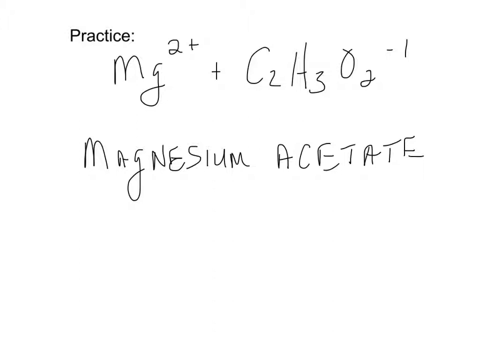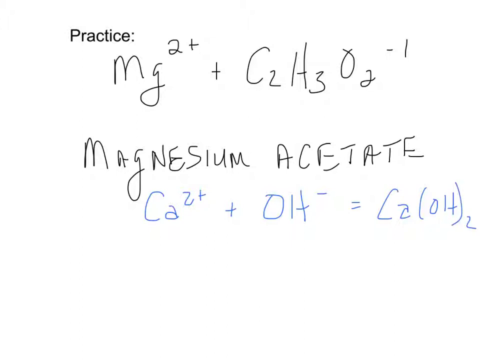If I try a different one here, let's say we're going to have calcium, which is a 2+ charge, and this time we're going to add it to hydroxide, which has a -1 charge. So here, I'm going to have to put this together. It would be calcium hydroxide. But my name would be just the same as always. It would be calcium, and then just name the polyatomic ion.